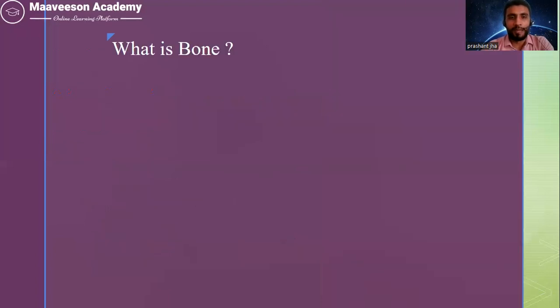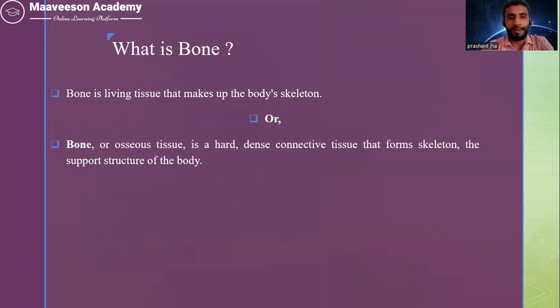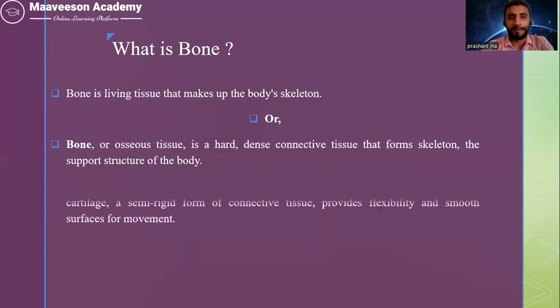Next, what is a bone? Because the bone is the basic structure which is included in the skeleton system. So bone is the living tissue that makes up the body's skeleton, or we can also define it as osseous tissue, a hard, dense connective tissue that forms the skeleton and supports the structure of the body.